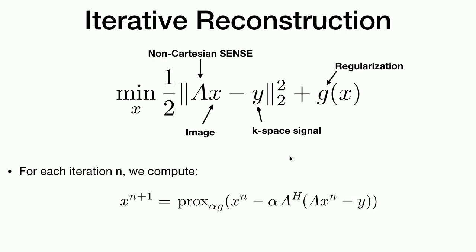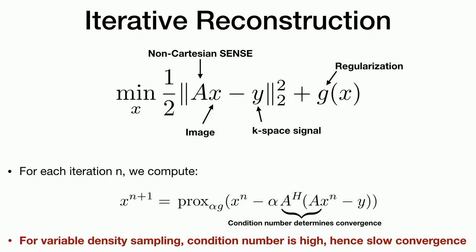But the problem is, how fast can we converge to a good enough solution? That's actually determined by the condition number of the A adjoint A operator. The higher the condition number is, the slower the convergence. And for variable density sampling, the condition number is in general quite high, and so we get slow convergence.